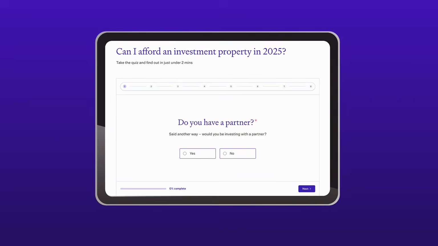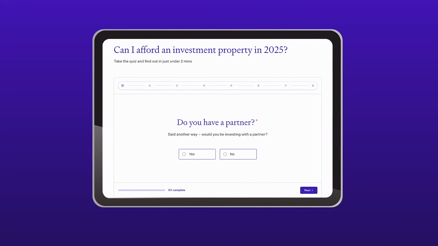Because all of these calculations are honestly quite complicated, you can actually just use this free calculator that asks you 9 simple questions, then estimates how much you can afford to spend on an investment property.